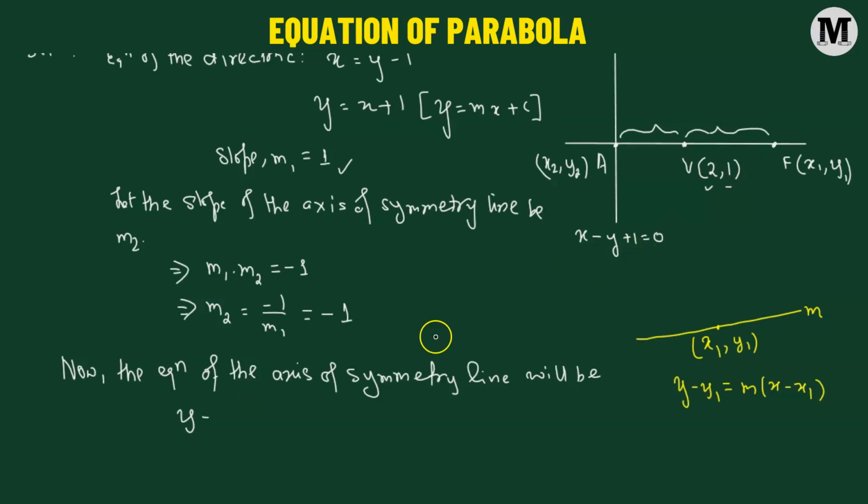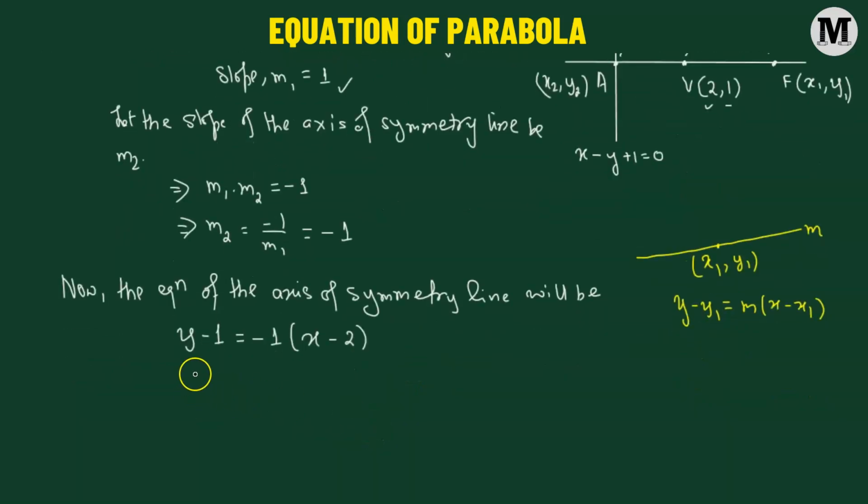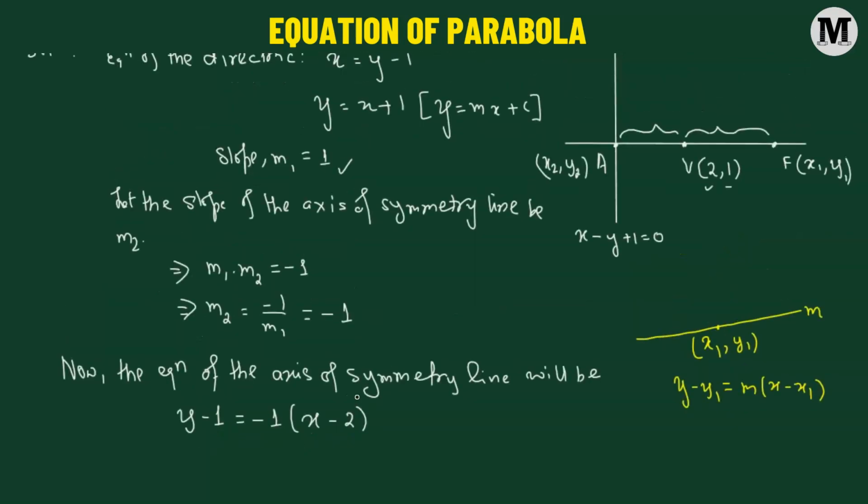So y1 corresponds to the y coordinate of the vertex, that's 1. That will be equal to the slope, which is -1, multiplied by x minus x1. So x1 will be the x coordinate of the vertex, that's 2. Now let's solve this. We're going to get y minus 1 equals -x plus 2, or simply put, x plus y equals 3. So this is going to be the equation of the axis of symmetry line.